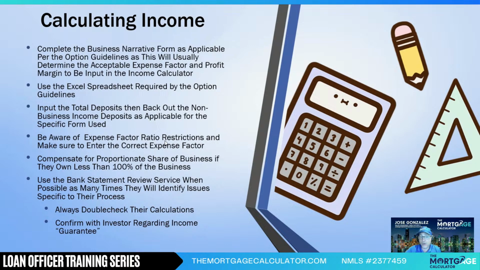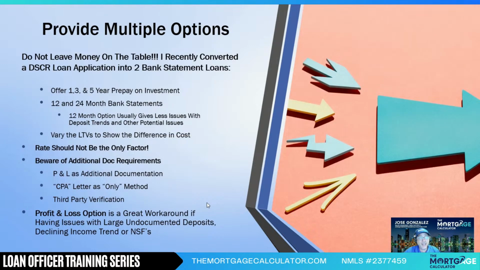If it's 100, you leave it alone. If it's less than that, you start putting a number in there, and the worksheet will calculate. The borrower needs to be, for most of the bank statement options out there, at least a 25% owner, because that's the self-employment threshold, right? 25 or more when you're looking at these S corps, because that's the only time you can do this, not with a C corp. Use bank statements unless they own 100% of the company when it's a C corp. That's a different story. But use the bank statement review service when possible. Like I mentioned, double check the calculations and confirm with the investor regarding income guarantee.